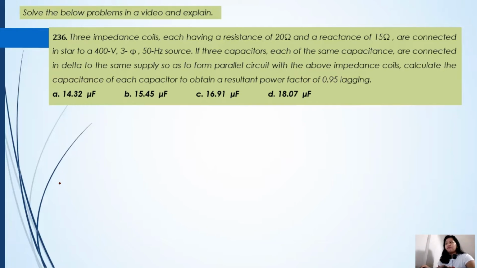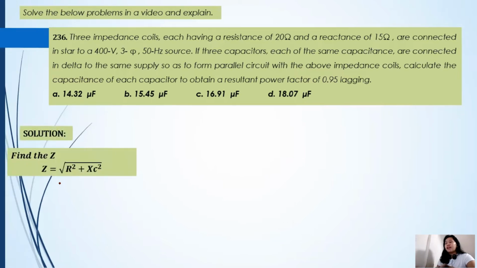So we have the choices: A, 14.32 microfarad; B, 15.45 microfarad; C, 16.91 microfarad; and D, 18.07 microfarad. So let's solve this one. Solution. The first thing to do is find the impedance. So Z is equal to the square root of R squared plus XC squared. Our R is 20 ohms and our XC is 15 ohms. So 20 squared plus 15 squared gives 25 ohms. So our impedance is 25 ohms.